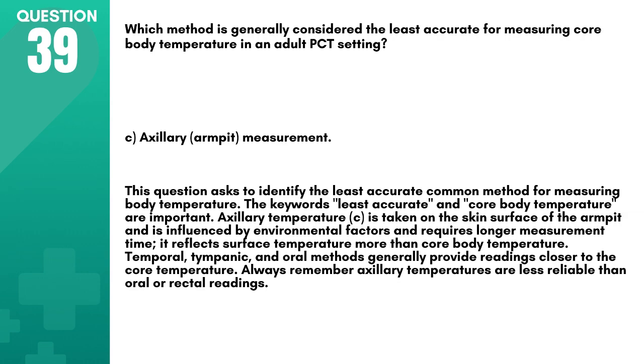Answer C. Axillary (armpit) measurement. This question asks to identify the least accurate common method for measuring body temperature. The keywords least accurate and core body temperature are important. Axillary temperature, C, is taken on the skin surface of the armpit and is influenced by environmental factors and requires longer measurement time. It reflects surface temperature more than core body temperature. Temporal, tympanic, and oral methods generally provide readings closer to the core temperature. Always remember axillary temperatures are less reliable than oral or rectal readings.